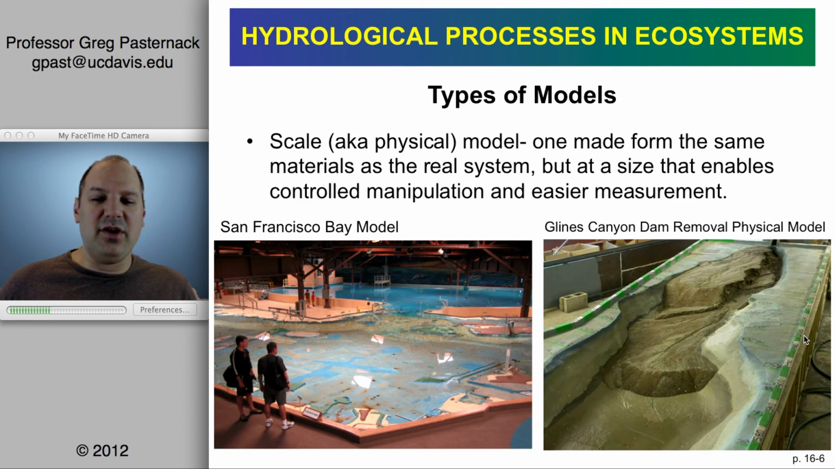But these types of models are very useful. The San Francisco Bay model has been long used to try to understand water and salt balance issues in San Francisco Bay. So if you were going to dredge or cut a new channel, how would that affect the flows in the system?